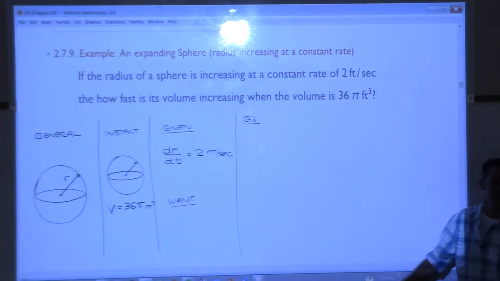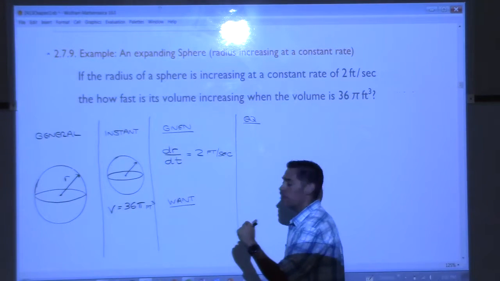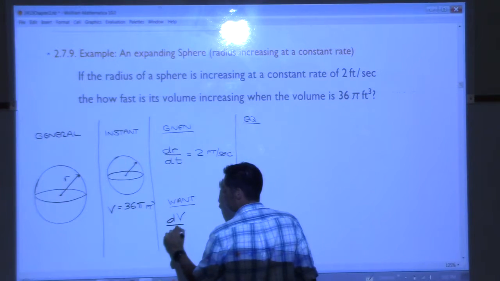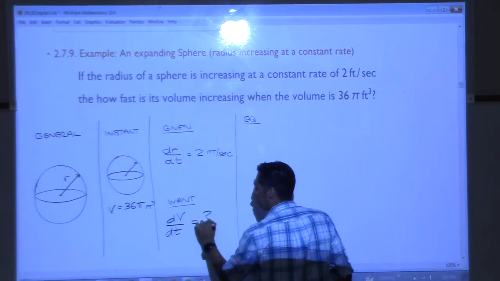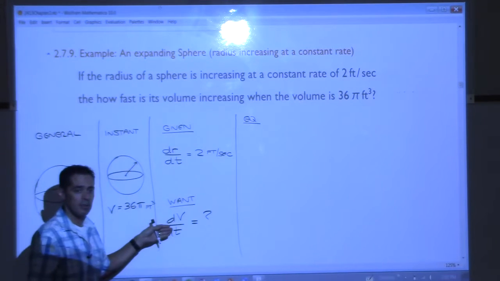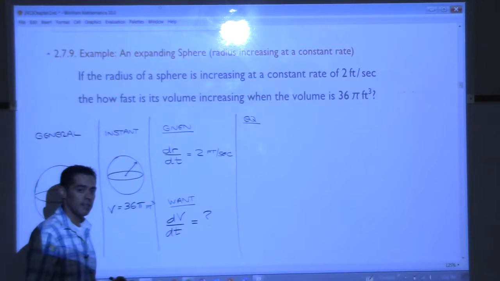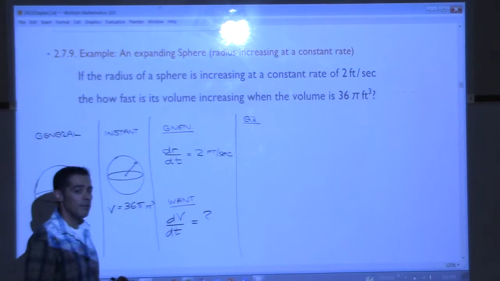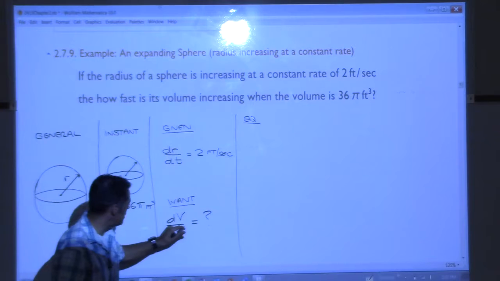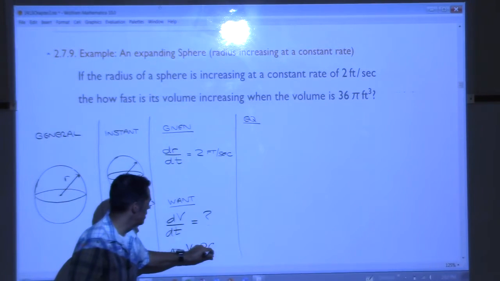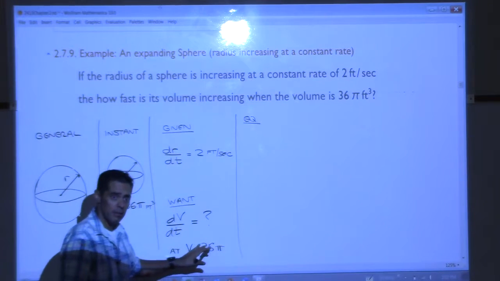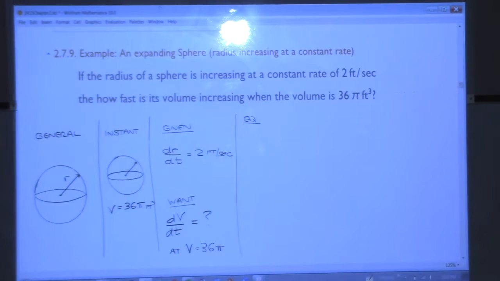What do we want? How fast the volume is changing. So what am I going to write here? dV dt, right? At what particular moment in time do I want this? When it's 36. When what's 36? The volume of the sphere. So I'm going to say here, at the moment that the volume is 36 pi. Perfect. You did all of that perfectly.